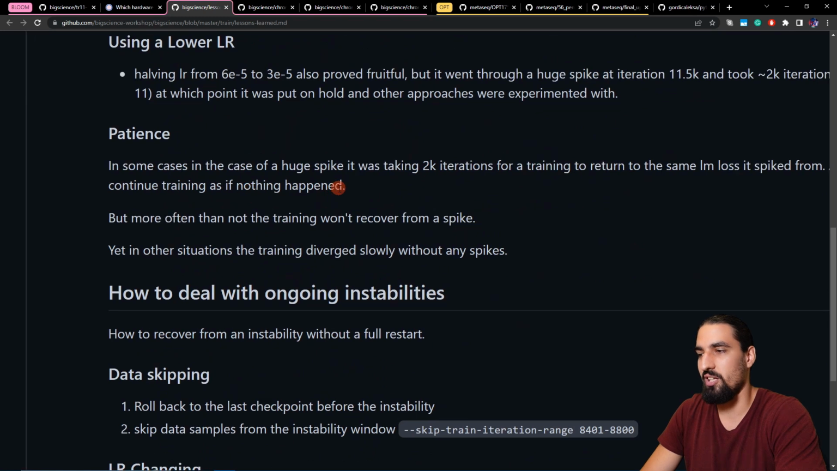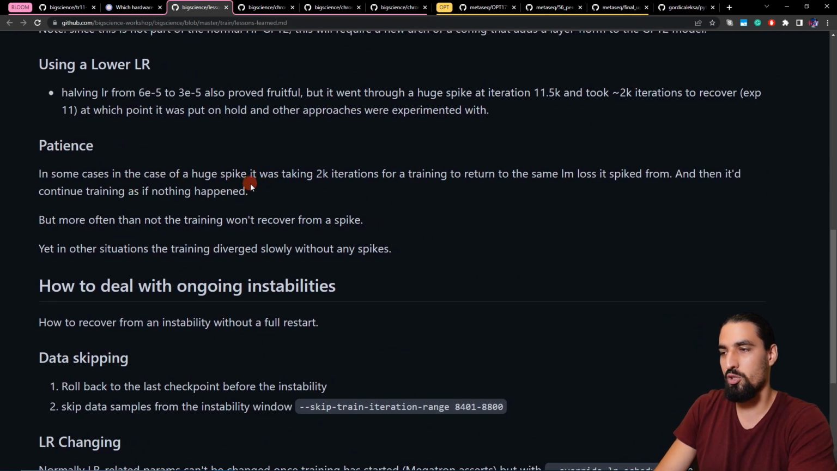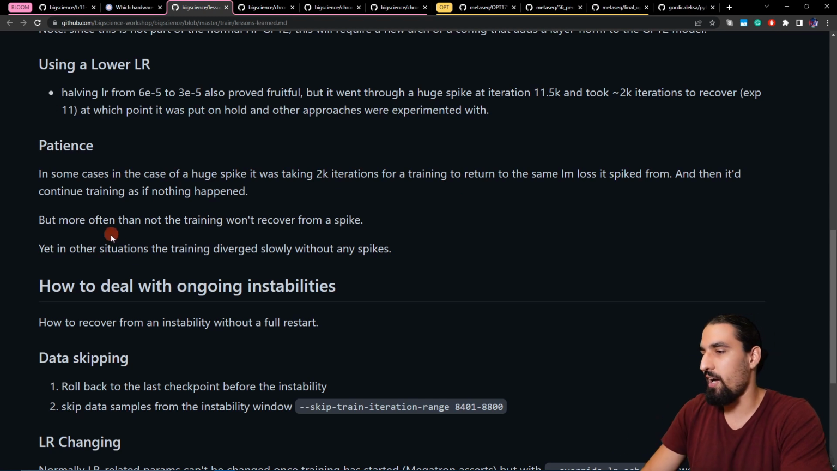And finally, patience. So in some cases, they say here, in the case of a huge spike, it was taking 2K iterations for the training to return to the same loss it spiked from, and then it continued training as if nothing happened. So sometimes, in order to overcome the spike, you just have to wait. But more often than not, the training won't recover from a spike. Yet in other situations, the training diverges slowly without any spikes.